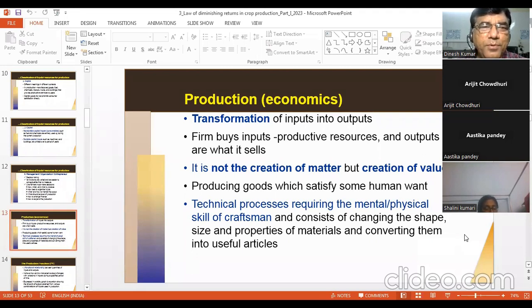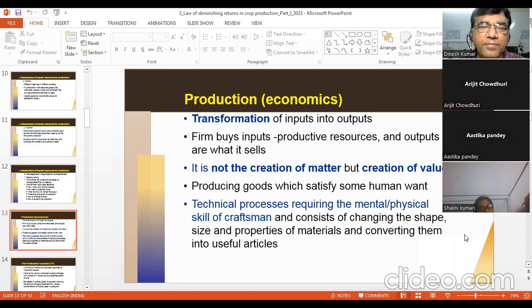So you understand input and output. Output is the result of inputs. It is not the creation of matter, but creation of value actually. In economics, it is creation of value, producing goods which satisfy some human want. The other definition is technical processes requiring the mental and physical skill of craftsmen and consisting of changing the shape, size and properties of materials and converting them into useful articles.